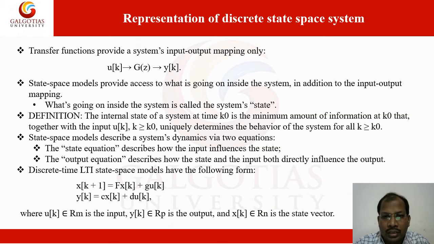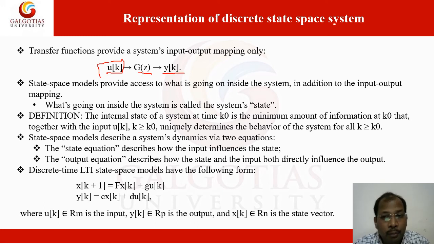So these are already discussed. In this presentation, we are just going to discuss the representation of discrete time state space. Here we have to consider the transfer function, which provides a system input-output mapping. u(k) is the discrete input, G(z) is the transfer function, and the output is y(k).